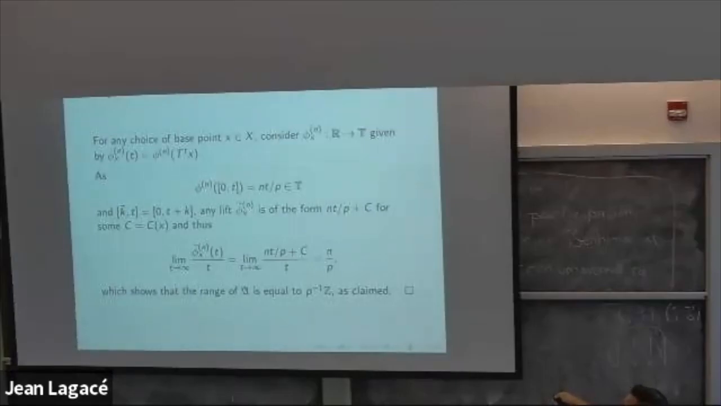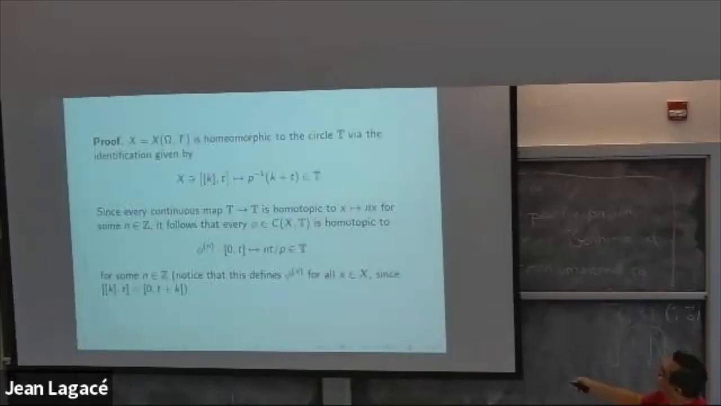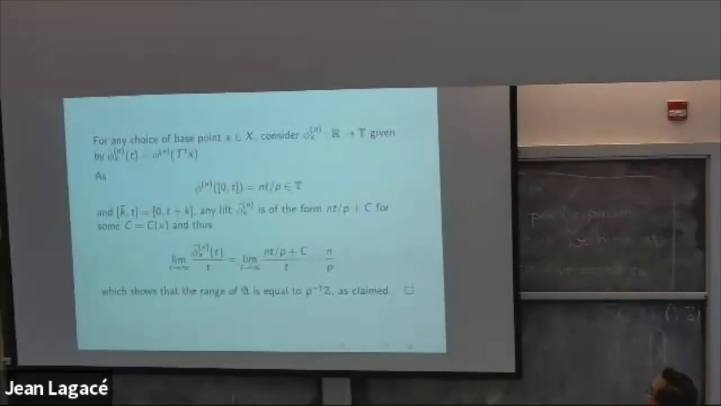Once you have this form, you divide by t, and you're left with n/p. So to answer your question, already here in this description, you just take two different n's and take two functions of that, and they are not homotopic. So here it's very explicit.